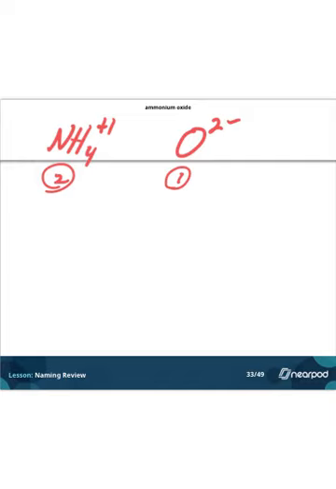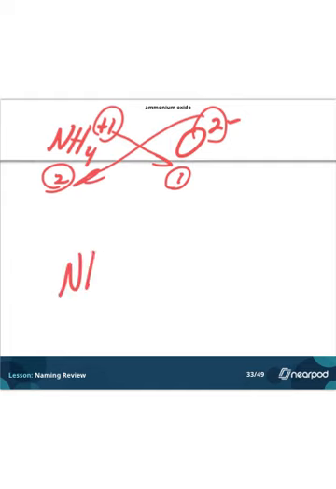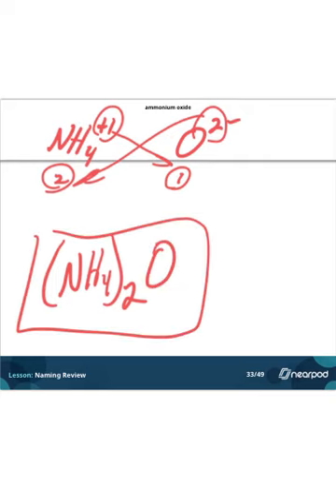Ammonium oxide. This is still an ionic compound. Ammonium is the only polyatomic cation, and it looks like this. Oxide is oxygen with a -2 charge. I'm going to need 2 of these for every one of these. You could think about crisscrossing the charges. And when I put that together, I have a multiple of the polyatomic ion ammonium, so I have to put it in parentheses. So this would be the formula for ammonium oxide.